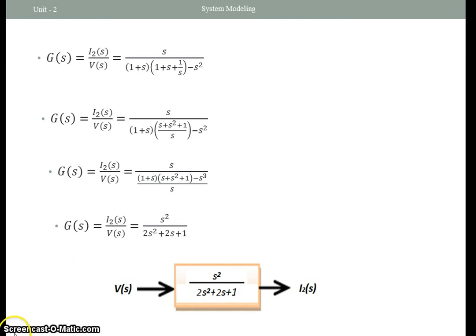And we can represent this in a block diagram showing the output I2 of S and the input V of S, and here is the equivalent transfer function.